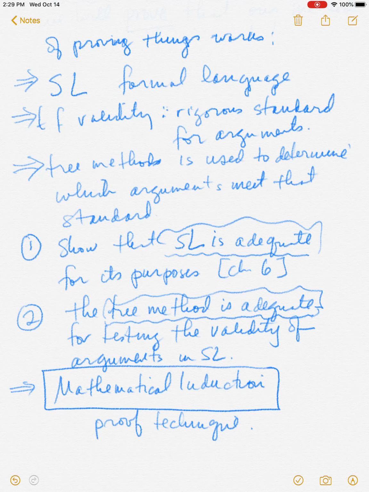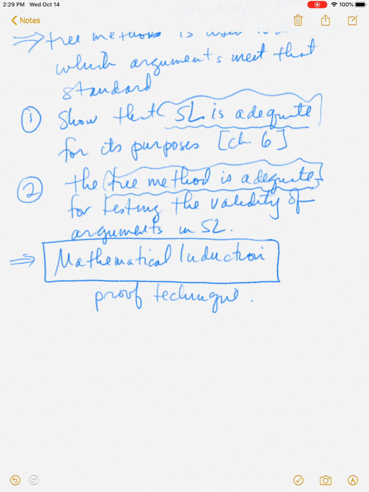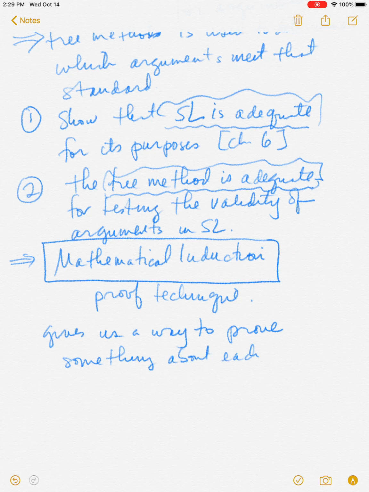And what's special about it is it gives us a way of proving that every member of an infinite collection of things has some property or other. So it's a proof technique that gives us a way to prove something about each member of an infinite set of things.